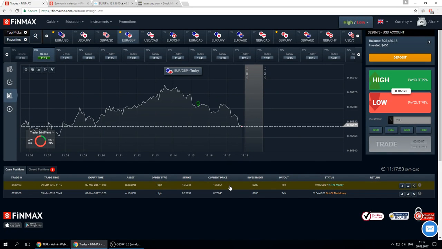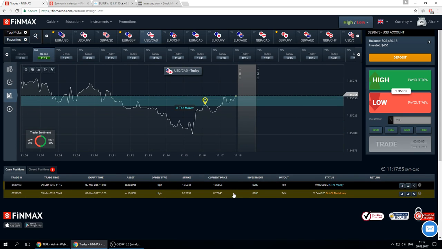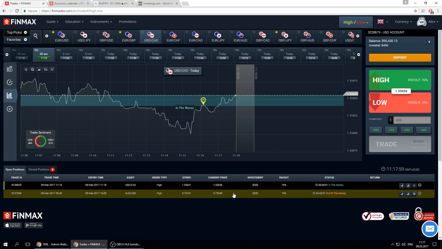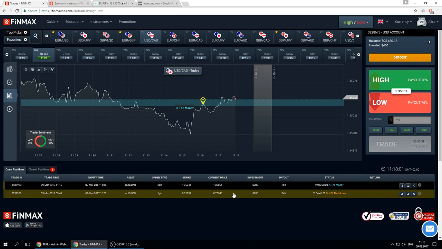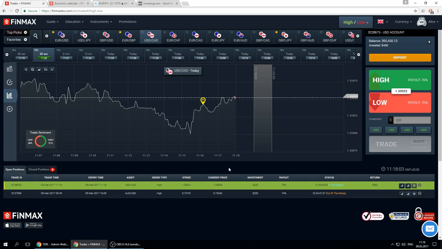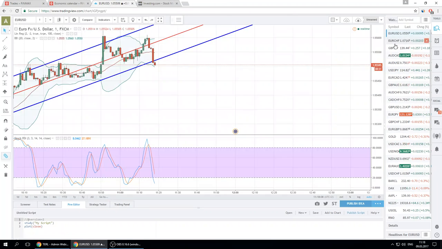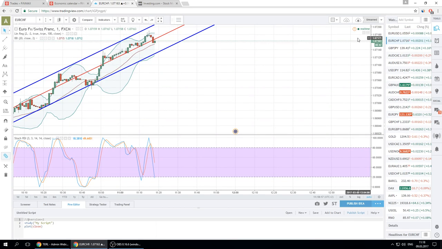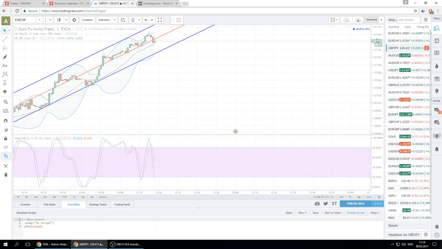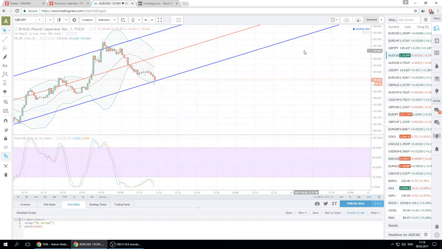Okay, let's check for this one. In the money. Okay. So for now, all the trades we either closed in the money, or covered them, increasing the amount of investment per trade.